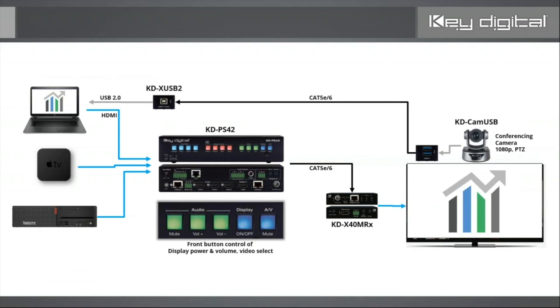So here's an example of the PS42. I highlighted the buttons. You see the green and blue buttons. That is your CEC control to the display or projector. You can have display on and off, AV muting, audio mute, volume plus and volume minus, and we send CEC commands to the display. So it makes a full conference room in a box.